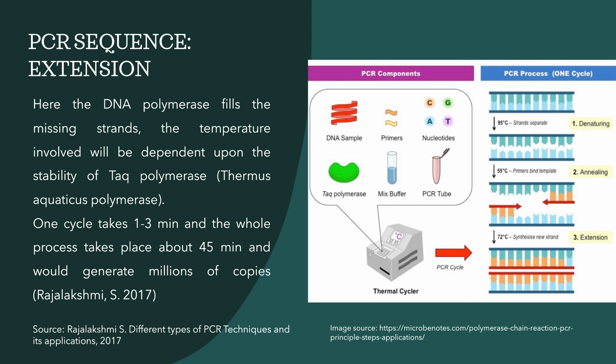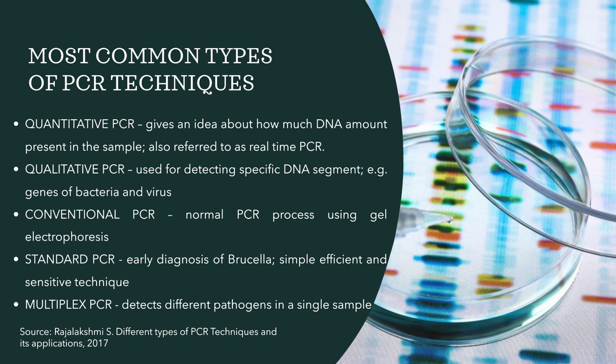This is the last step in the PCR process, which is called extension. In this step, the DNA polymerase fills in the missing strand. The temperature applied here is 72 degrees Celsius and is dependent on the stability of Taq polymerase. The whole process takes about 45 minutes and repeated cycling would generate millions to billions of copies. Now that we all know how PCR works, let's go to the main topic.